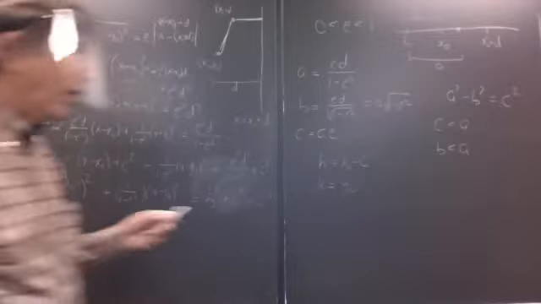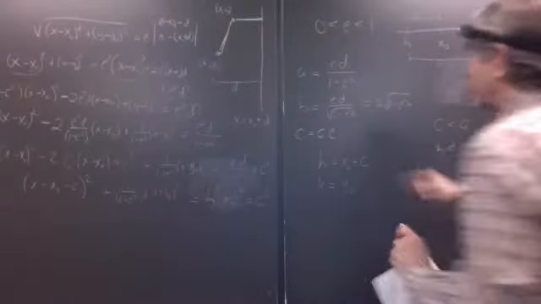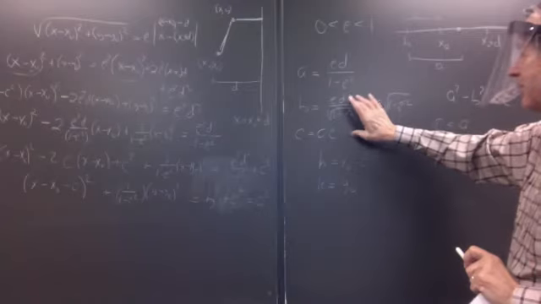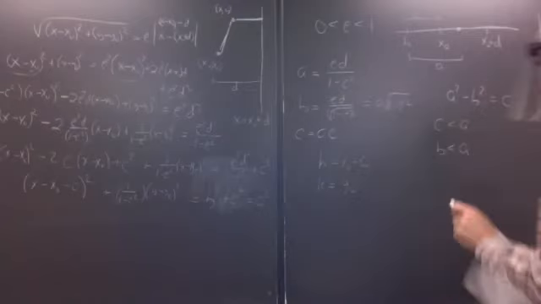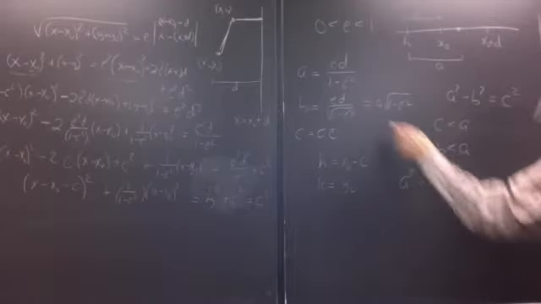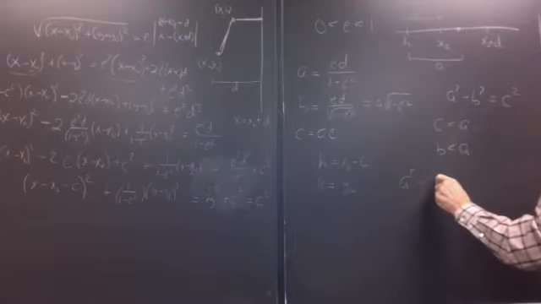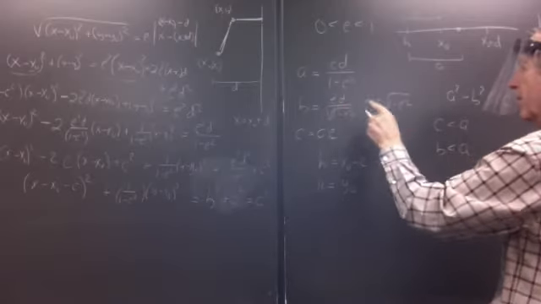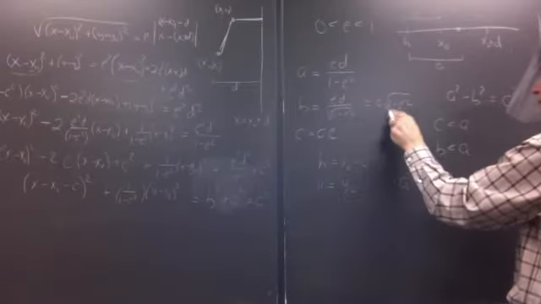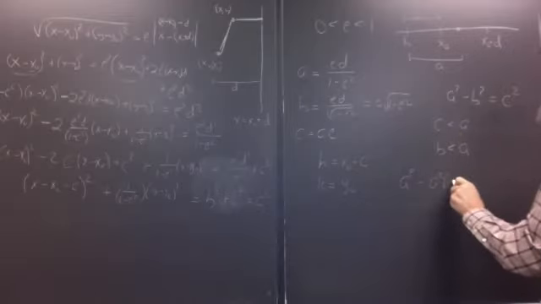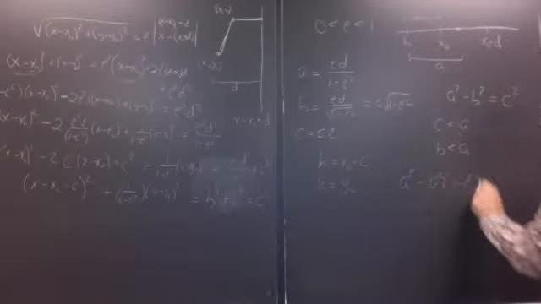And by the way, why is that? Well, if you square b and c and add these two together, here's what you do. B is a times the square root. So b squared is a squared times 1 minus e squared.